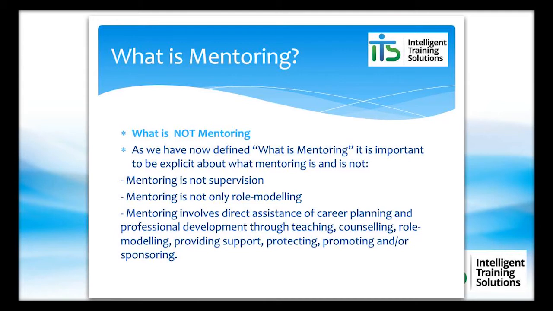Now, to absolutely define what is not mentoring, because we have worked out what it is, it really is important to work out what it isn't. And what it isn't is supervision. So mentoring is not supervision. And it's not only role modeling. As we've said through the previous comments, there's a lot more to it. Mentoring involves direct assistance of career planning and professional development through teaching, counselling, role modeling, providing support, protecting, promoting, and or sponsoring. So it's all those facets rolled into the mentoring role. It's not just supervision, and certainly not just role modeling.